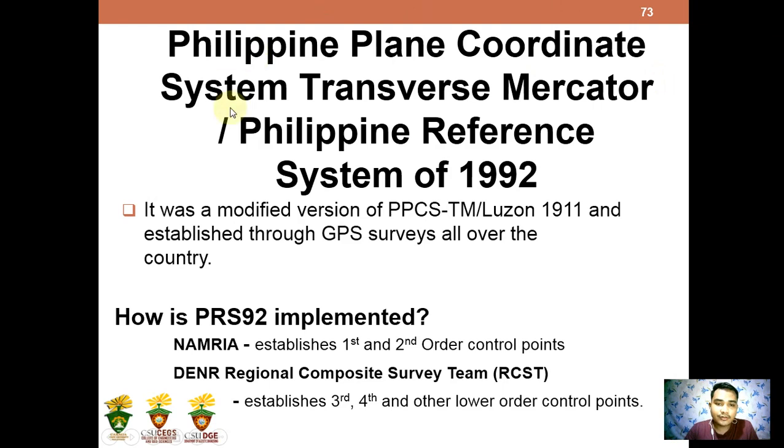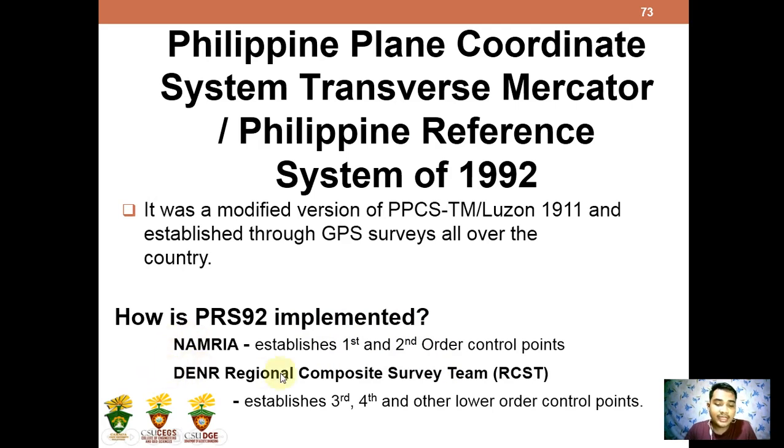So, who will execute or who will implement this reference system in the Philippines? So first, we have this mother agency, which is the NAMRIA, or the National Mapping and Resource Information Authority. So sila ang mag-establish sa first and second order control points. So class basin mangutana mo ning first and second order control points, makita nato ni sa manual, Geodetic Engineers Manual, which is the DAO 1998-12, na-amend siya sa DAO 2007-29 o sa DMC 2010-13.